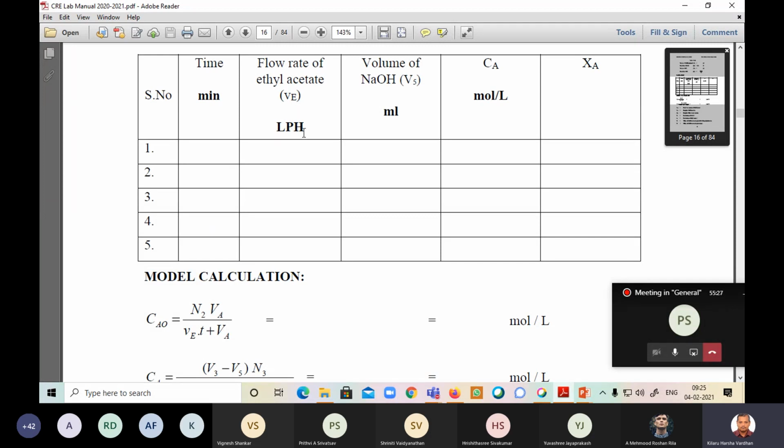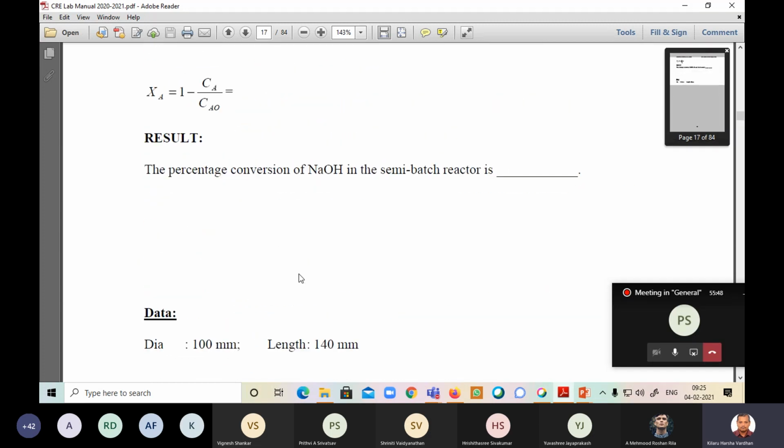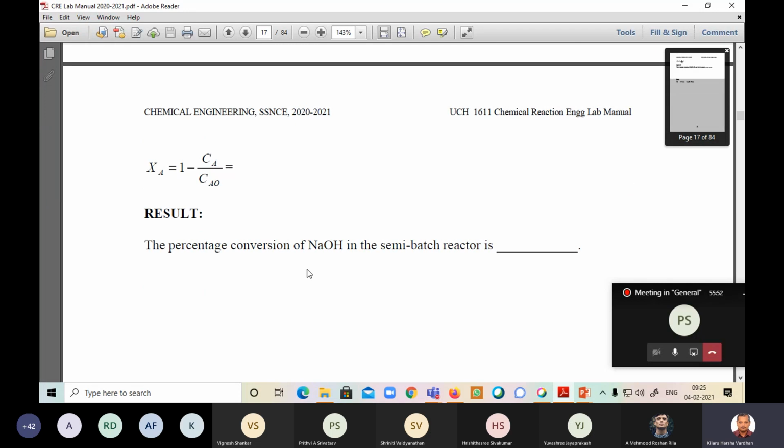LPH, liters per hour. So this is in minutes, so you cannot multiply both. So you change this to minutes; therefore, multiply by 60. You will get minutes. So multiply both, then you will get the volume of ethyl acetate. That you put, V into T, is nothing but the volume of ethyl acetate. The rest of the calculation is same. Even for a plug flow reactor, you will be doing like that. Whenever there is a flow reactor, plug flow.